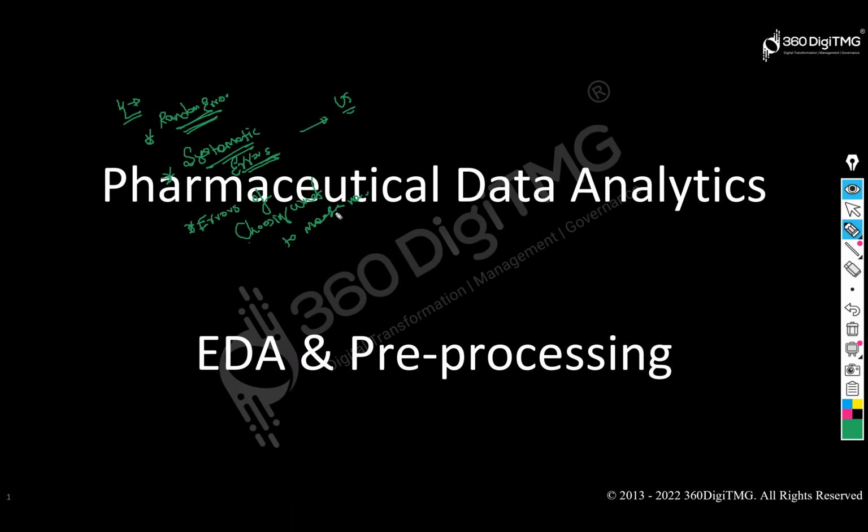Fine. So I hope it is clear. Then errors of exclusion are also there. That is fine. So: random error, systematic error, and errors of choosing what to measure.